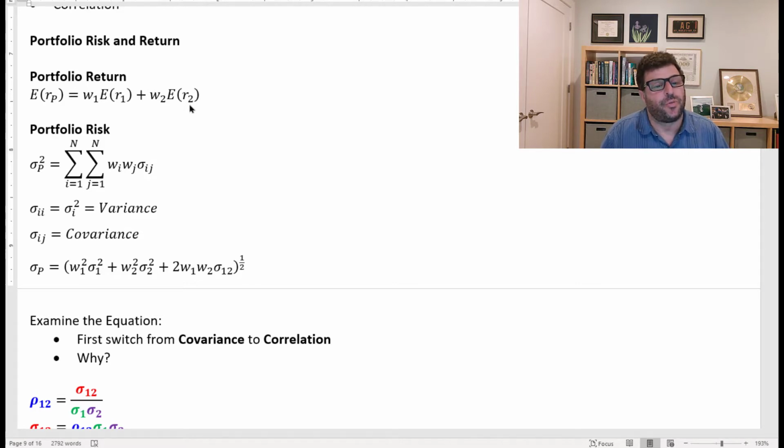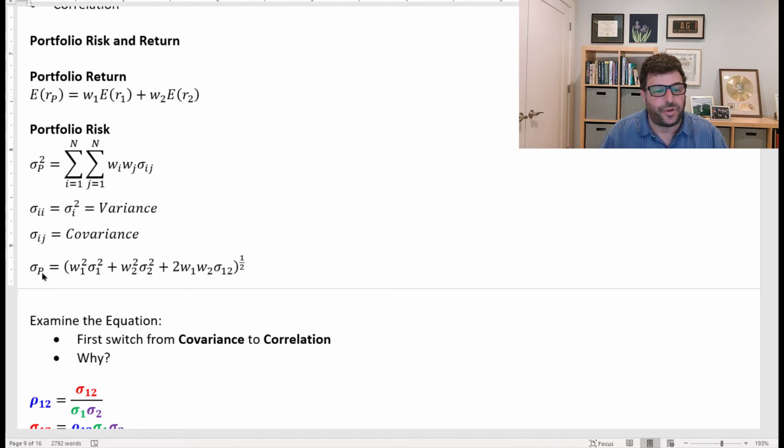For the portfolio risk equation, the formal writing of it is a little bit more complicated. I have a double summation where n is the number of assets and I count i equals 1 to n and then j equals 1 to n. And this notation here, sigma ij, is equal to the variance if it's 1,1 or 2,2, and it's equal to the covariance if it's 1,2 or 2,1. And very important, the covariance between 1 and 2 is equal to the covariance between 2 and 1. And so when I write this all out, I see that I get 2 of these.